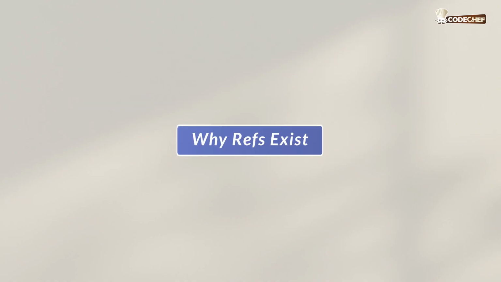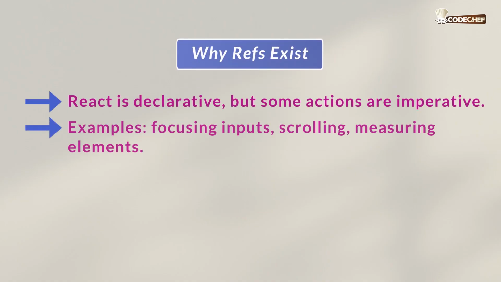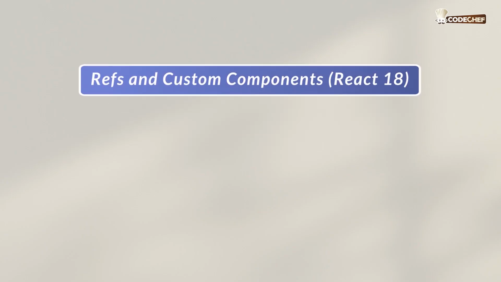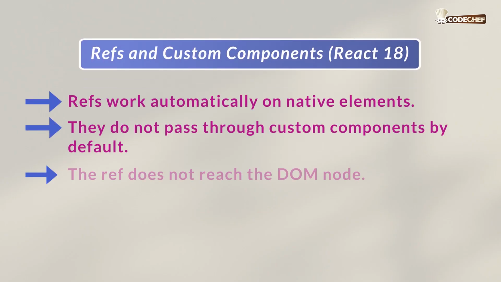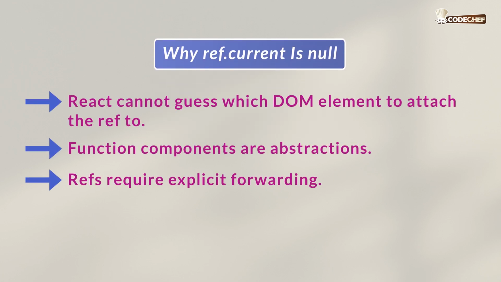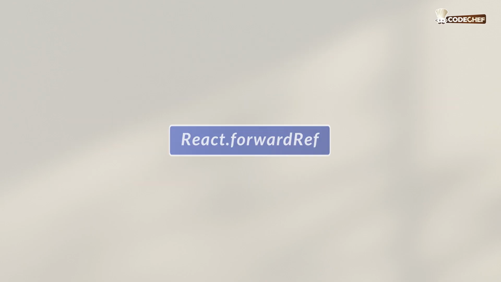Now let us look at why refs exist. Some interactions require direct DOM access like focusing inputs. Refs exist for these imperative use cases. Refs work on native elements by default. They do not automatically work on custom components. So why is ref.current null? React does not know which DOM element to attach the ref to, so refs must be explicitly forwarded.